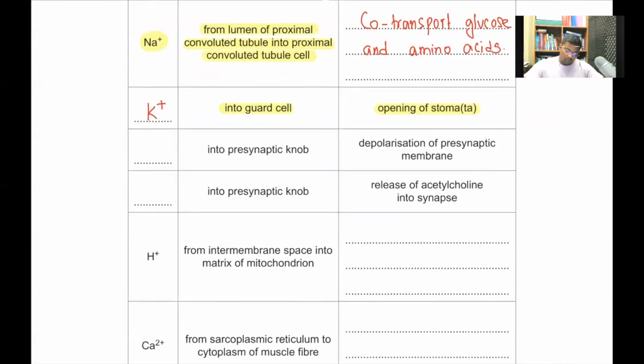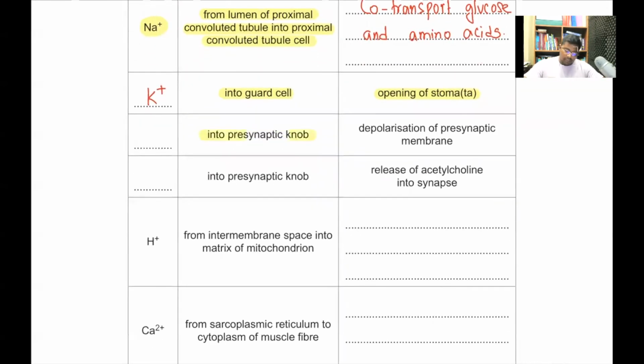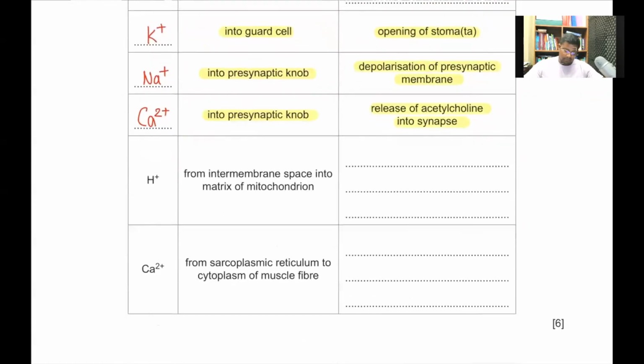All right. Movement of the ion into the presynaptic knob. Okay. Depolarization of presynaptic membrane. All right. So into the presynaptic knob, sodium ion enters. When sodium ion enters, depolarization occurs. Into the presynaptic knob causes the release of acetylcholine into synapse. All right. So it should be calcium ion. Calcium ion influx causes neurotransmitter to be released.